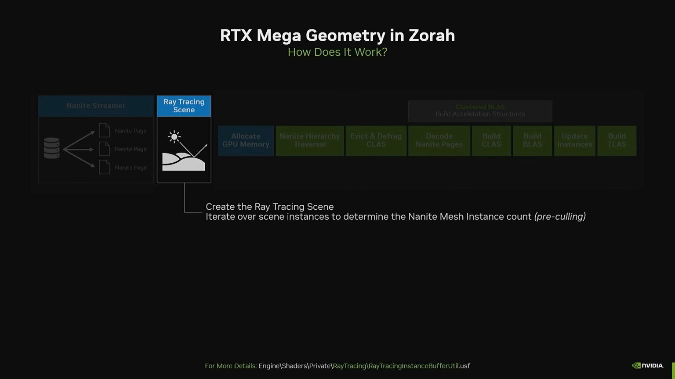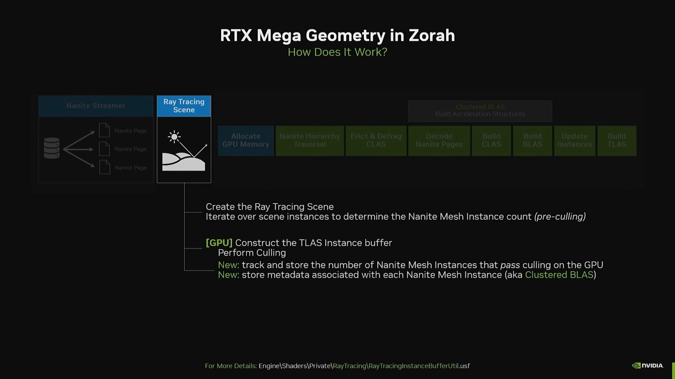All right, next, the engine will create the ray tracing scene, and it'll iterate over all the instances of objects in the scene. And we snuck in some code to keep track of how many Nanite mesh instances, before any culling happens, are in the scene. And then on the GPU, the top-level acceleration structure instance buffer will be created and will perform GPU culling. And again, we snuck in some code to track and store the number of Nanite mesh instances that pass the culling on the GPU, so we can store metadata about those for later.